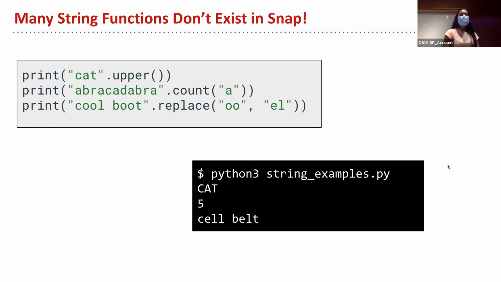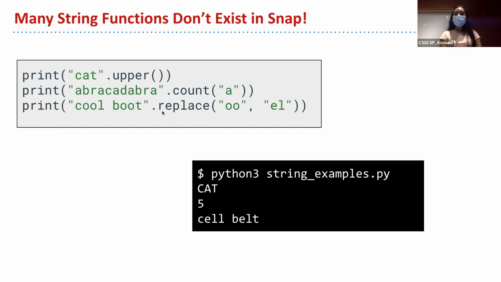So there's lots of string functions that exist in Python that don't exist in Snap. You can read the documentation to see that if you ever need to mess with strings for your final project or for the labs that you're working on, although usually for labs, we'll tell you which functions are useful. But you can see here there's a dot upper, which converts everything to uppercase. There's a dot count, which is kind of cool. It counts how many of the characters that you pass in appear in the string. So we see that this gave us 5 because there's 5 A's in abracadabra.